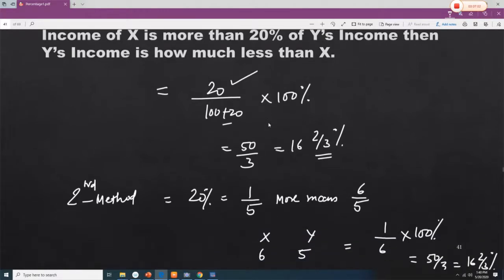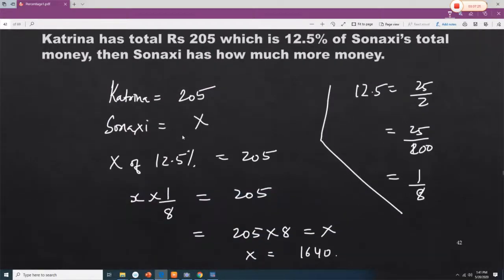And second method, 20% is 1/5, and when you convert it into a whole value, 5 into 5 plus 1, it is 6 over 5. It means X and Y is 6:5. Now between this there is a 1 less. So 1 divided by 6 into 100, so it is 16.23%.